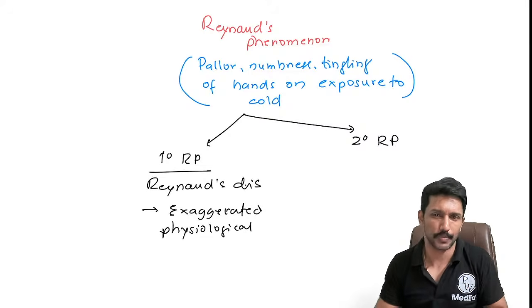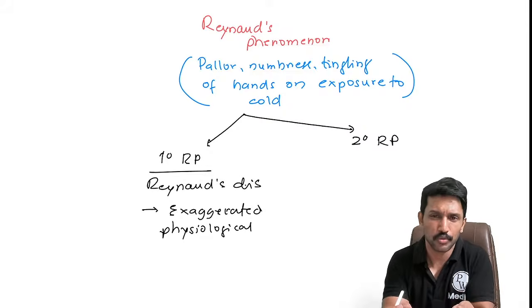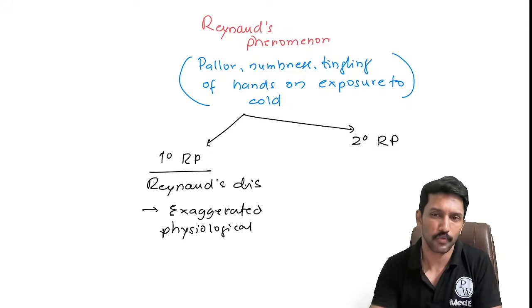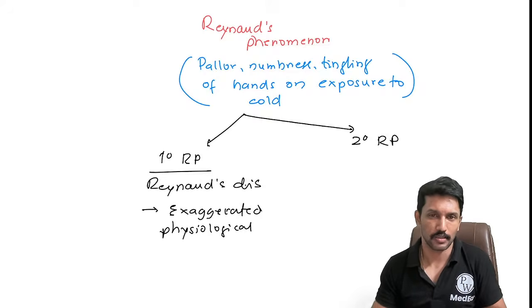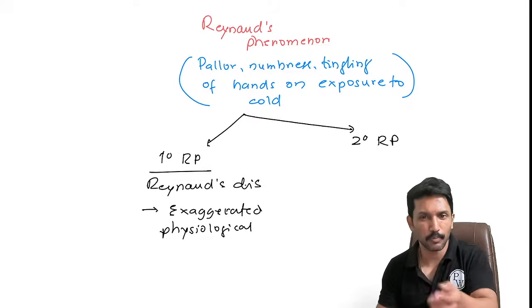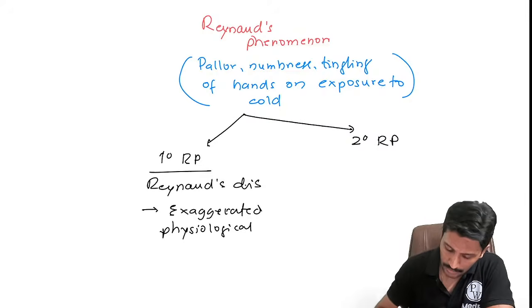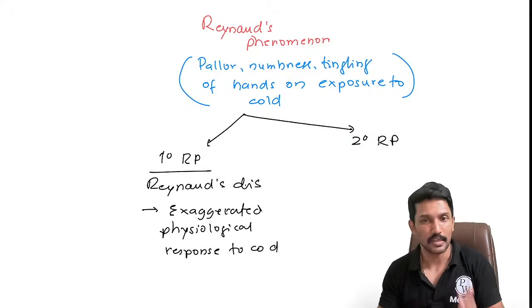That's normal physiology. But in some individuals the response is exaggerated. So just routine exposure to cold itself causes profound vasoconstriction, like just washing the hands or washing utensils. For us, it doesn't cause that. Only when I put my hand in extreme cold water can I get vasoconstriction. But for some people, this response is exaggerated. An exaggerated physiological response to cold is called Raynaud's disease.